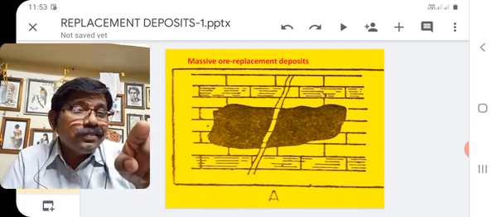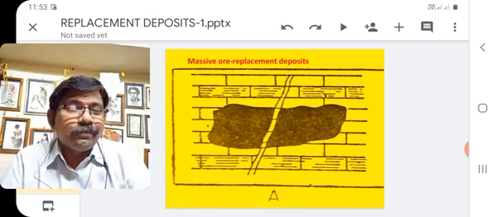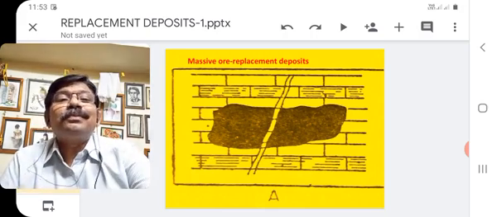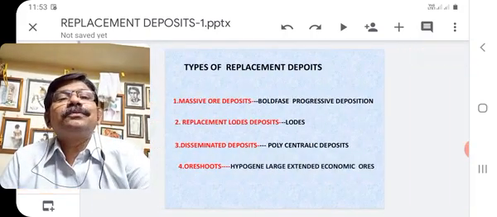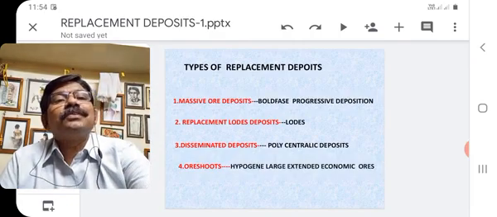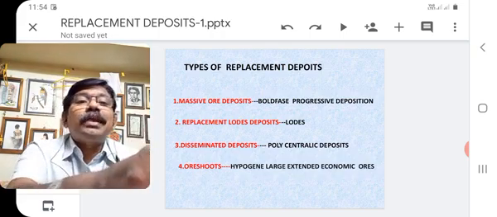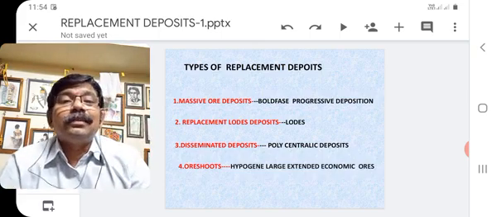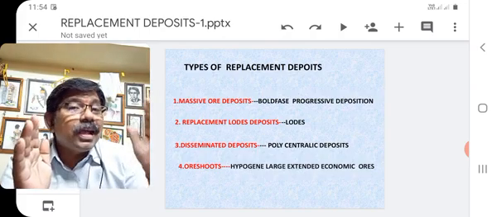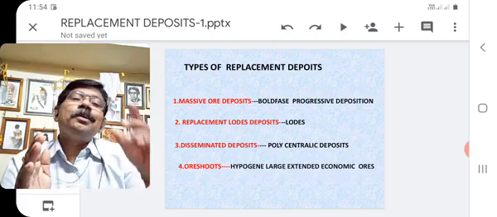What is this process? Special process is given a name, that is the bold phase progressive deposition. I will go back, right? Here also I have written carefully, bold phase progressive deposition against the massive deposition. I have written that massive deposition is a deposit formed by the process, bold phase progressive, that process is known as the bold phase.